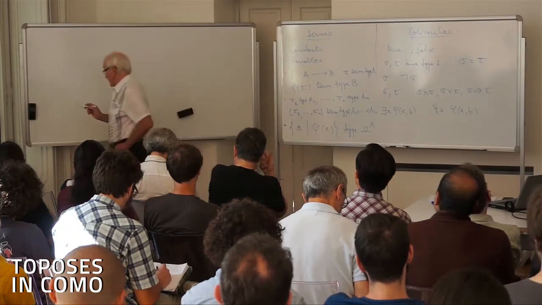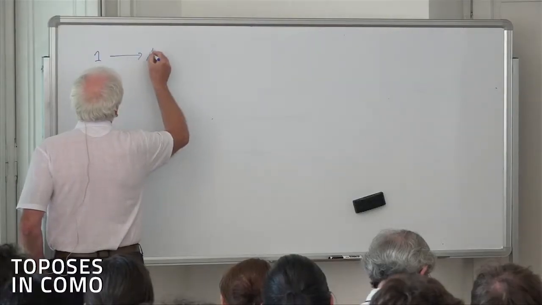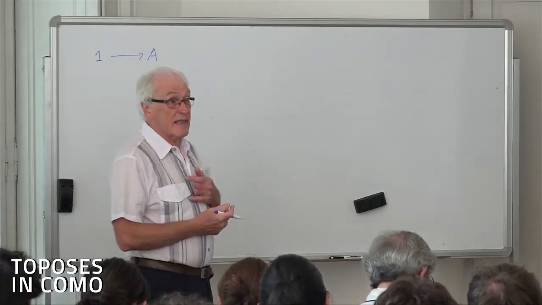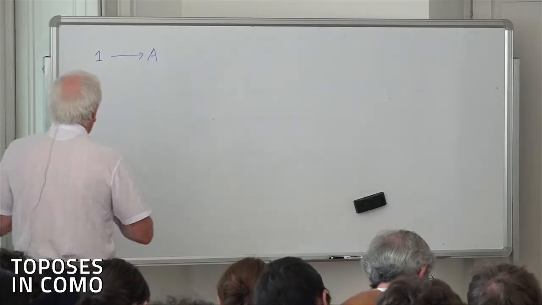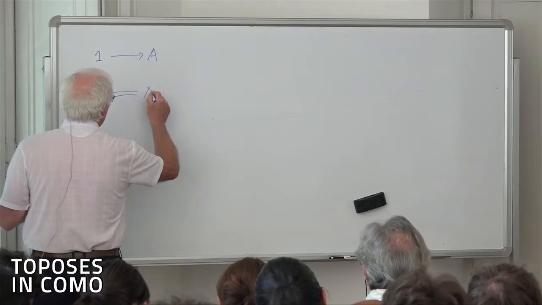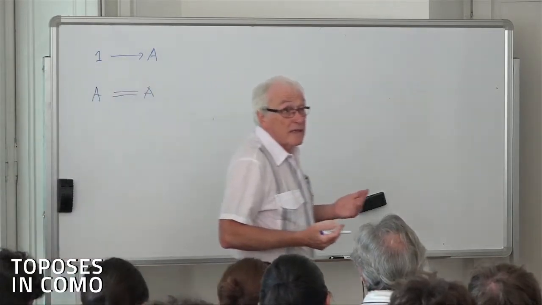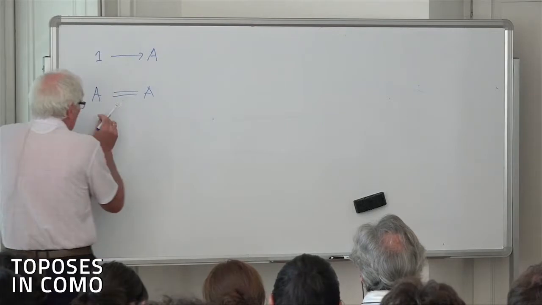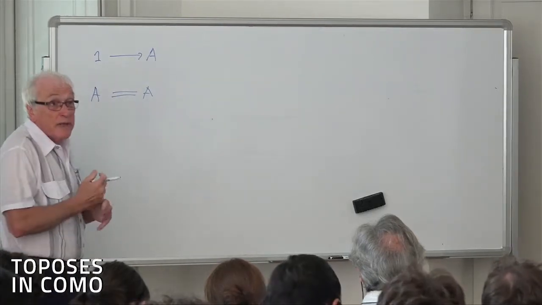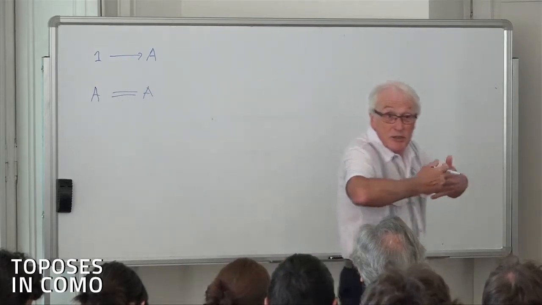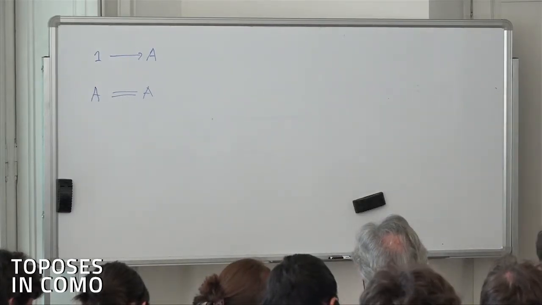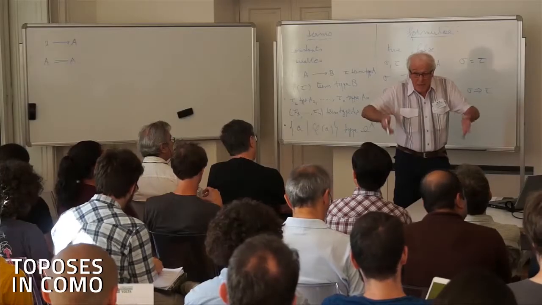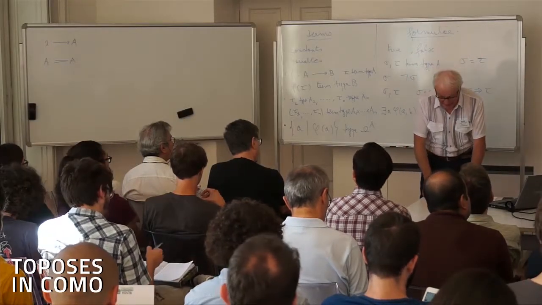Well, a constant is very easy to interpret. It is itself. A constant is by definition a morphism from 1 to A. It is itself. A variable, you interpret the variable as being the identity. The variable A is the morphism associated to that. If you take just the identity function x, it is the identity on the set x.